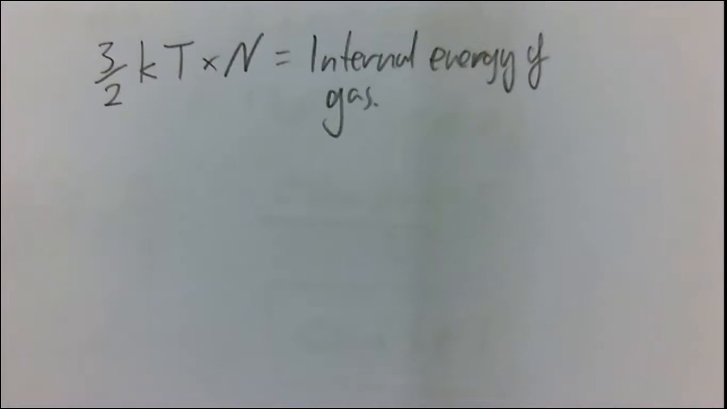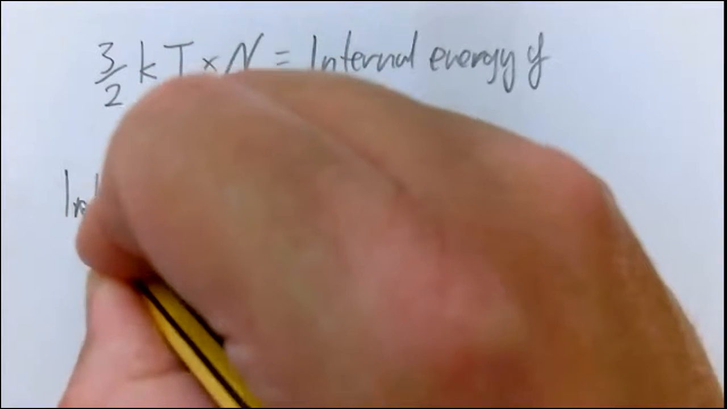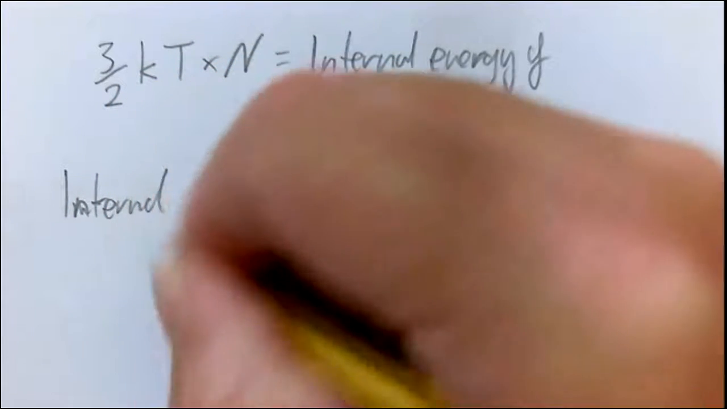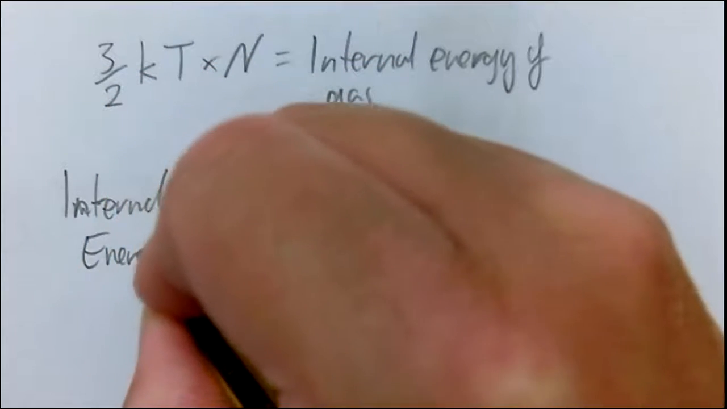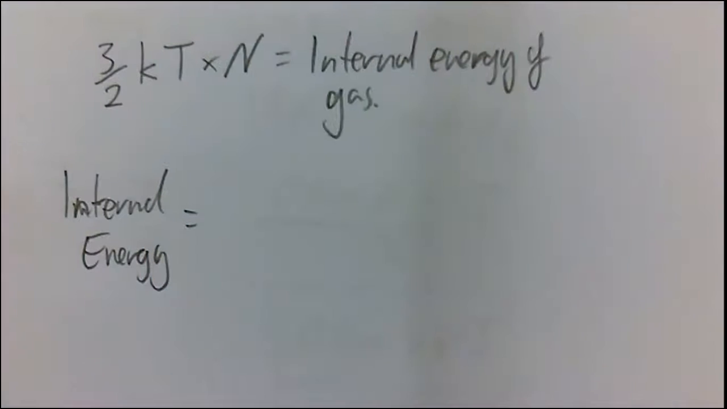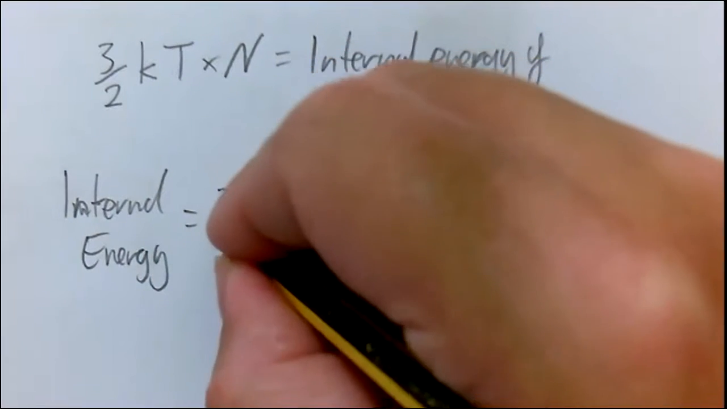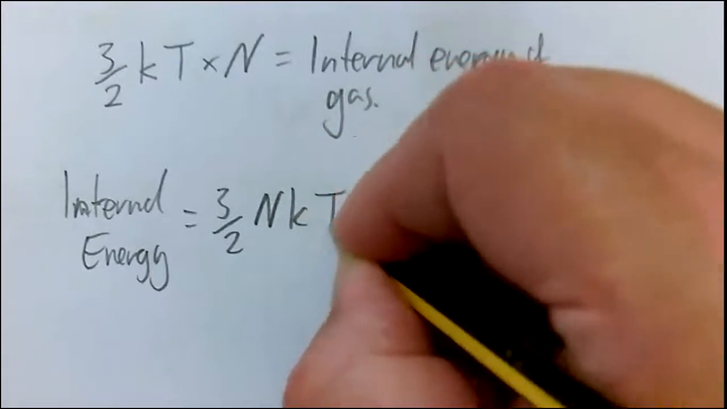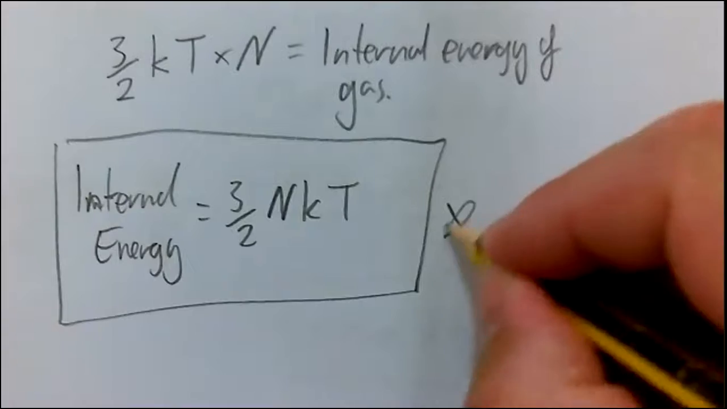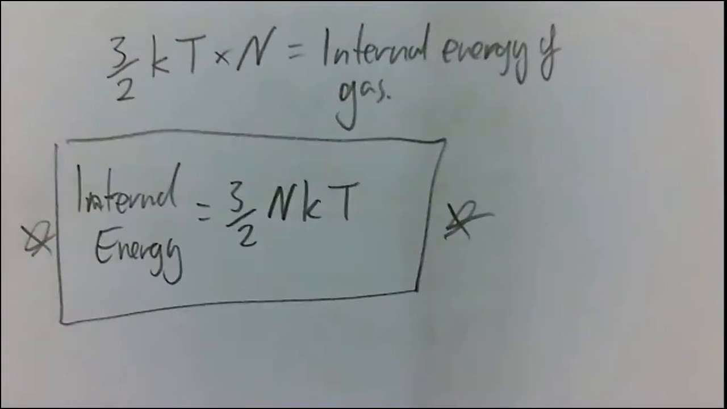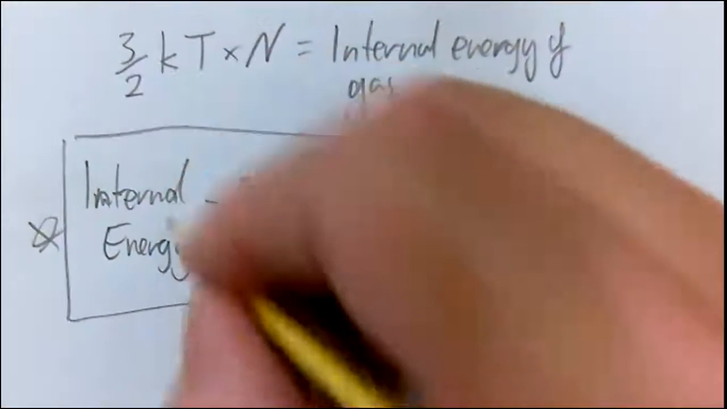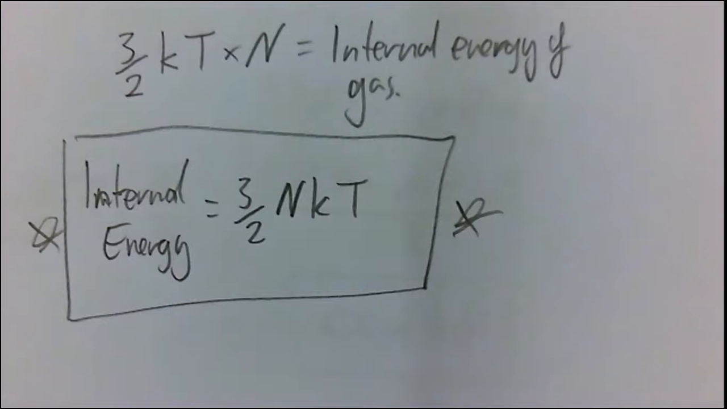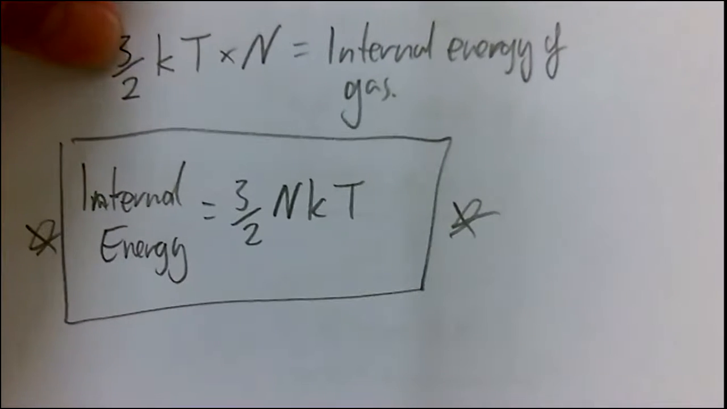Now, if that's the case, we can start to look at the idea that internal energy is equal to 3 over 2 NkT, where T is the absolute temperature. And there it is. It's that easy. It is honestly that easy. So do make sure you know a little bit about the derivation.